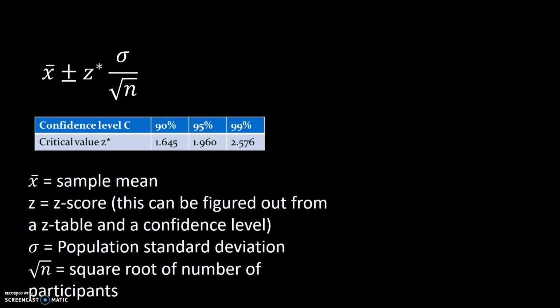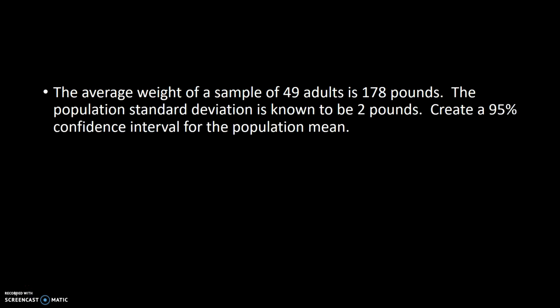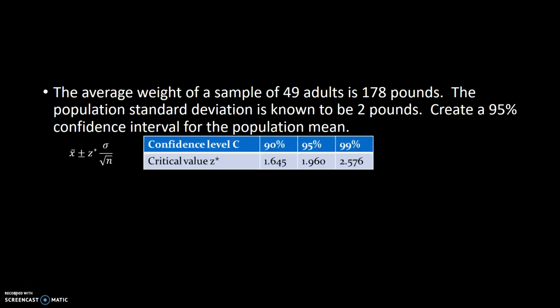So now let's do an example and plug all of this in. In this example, the average weight of a sample of 49 adults is 178 pounds. The population standard deviation is known to be 2 pounds. Create a 95% confidence interval for the population mean. First things first, we have our equation and these critical values, and then we plug all of these numbers in and solve.